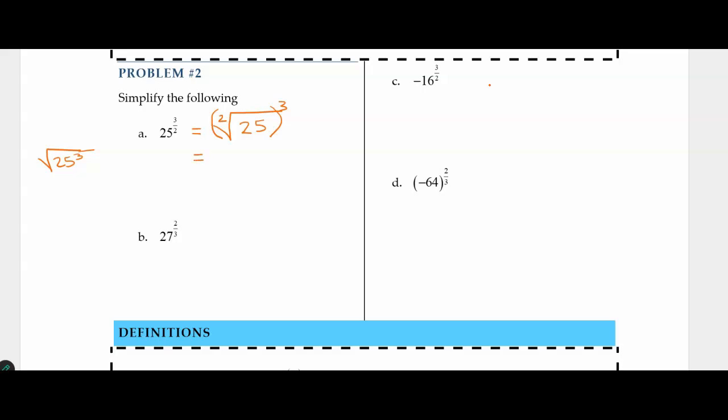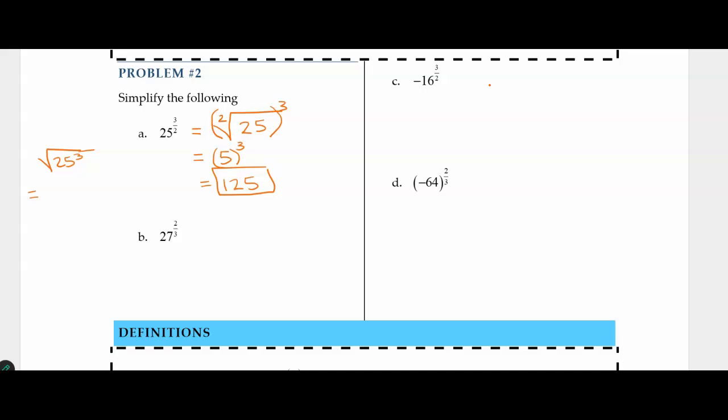On this one, it's telling me to take the square root of that number first and then raise it to the third power. Right? That's what these parentheses are telling me. So the square root of 25 is 5. 5 raised to the third power is 125. 5 times 5 times 5. All right, on this one, now I've got to multiply. It's telling me on here, multiply my 25 by 25 by 25.